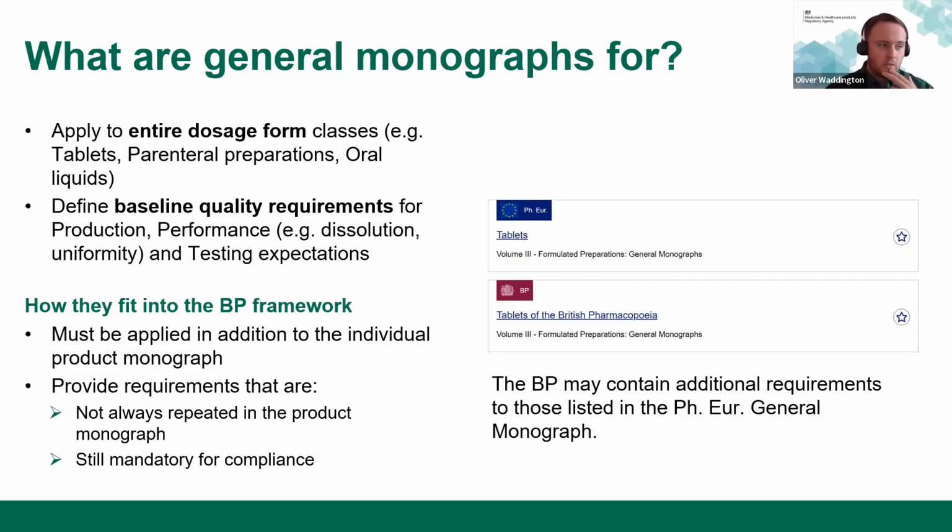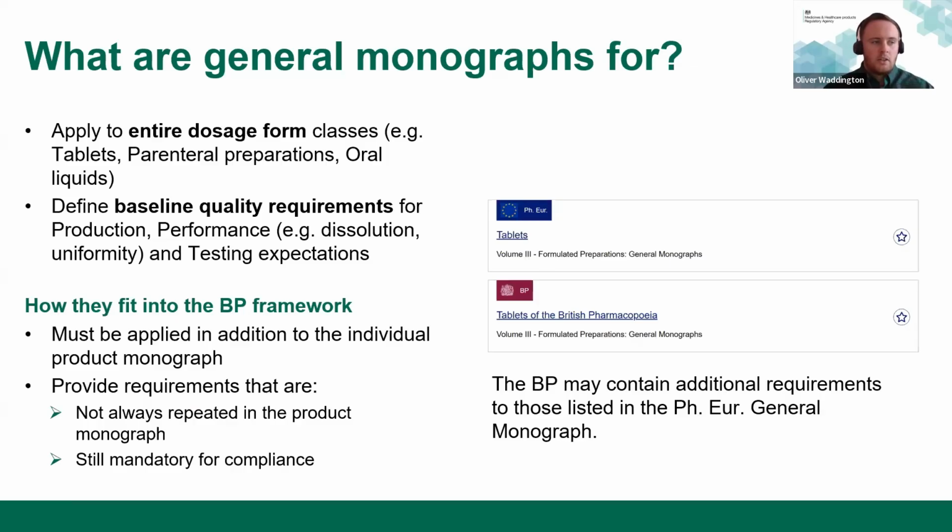So for example, the tablets general monograph includes requirements for uniformity of content, disintegration testing. So say if, for example, you're working on your paracetamol tablets, then you must consult the tablets general monograph as well as that individual monograph.